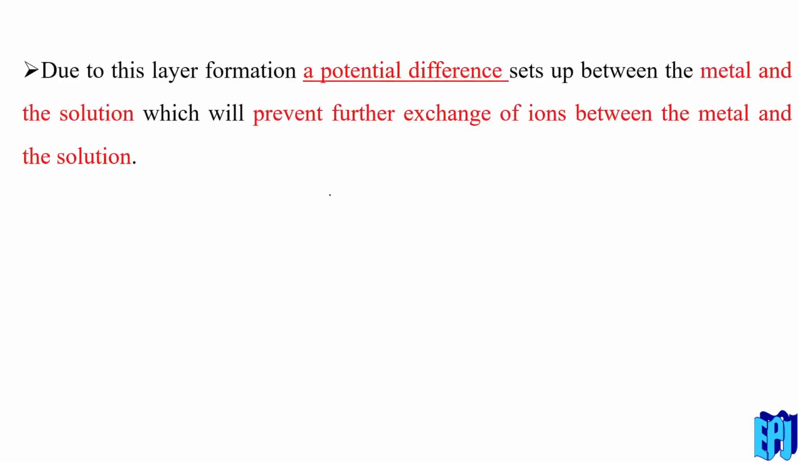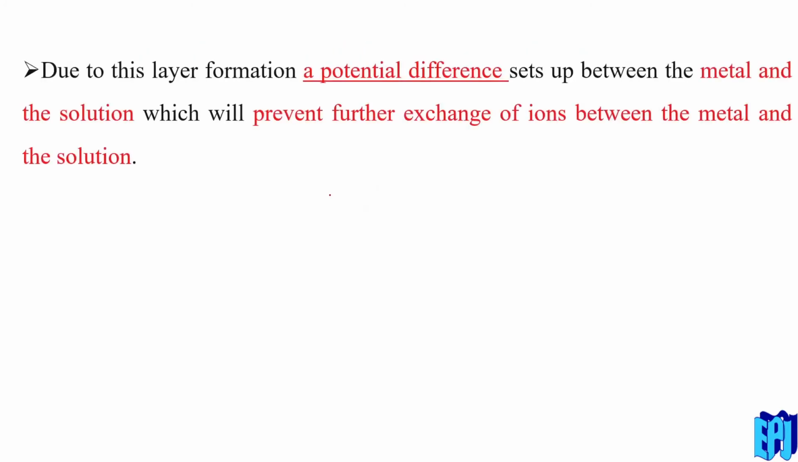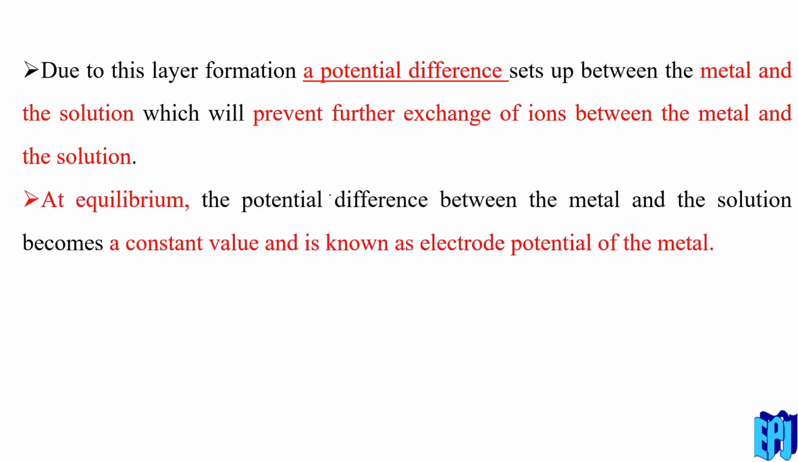Due to this formation of layer, a potential difference is set up between the metal and the solution, which prevents further exchange of ions between metal and solution. There is a potential difference. At equilibrium, the potential difference between the metal and the solution becomes a constant value, which is known as the electrode potential.